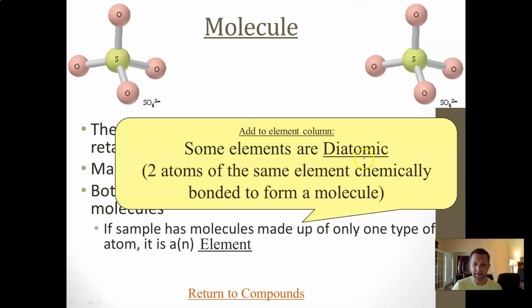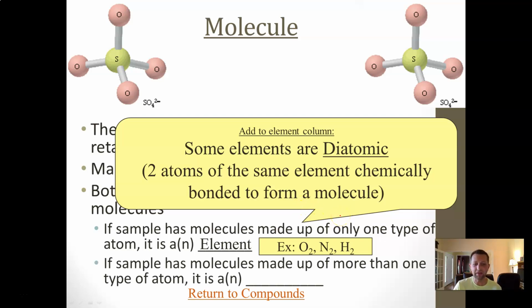There are actually 7 diatomic elements on the periodic table. Those are some on the slide here. You have H2, you have N2, you have O2. You also have F2, Cl2, Br2, and I2. All right. So fluorine, chlorine, bromine, iodine, nitrogen, oxygen, and hydrogen. We'll add those to our periodic table a little bit later. But if you want to know what all of them were, that is what they are.